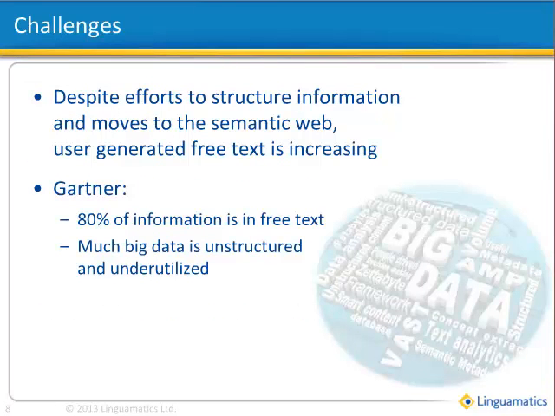So some of the challenges are that there's still a lot of unstructured information out there. There's been efforts to get people to structure information more. There's been the move to the semantic web. But user-generated free text is actually increasing. We've got all the social media, and so we're getting a huge amount of free text. So the proportion of free text versus structured text is probably not changing very much. Gartner has estimated for some years that around 80% of information is in free text.